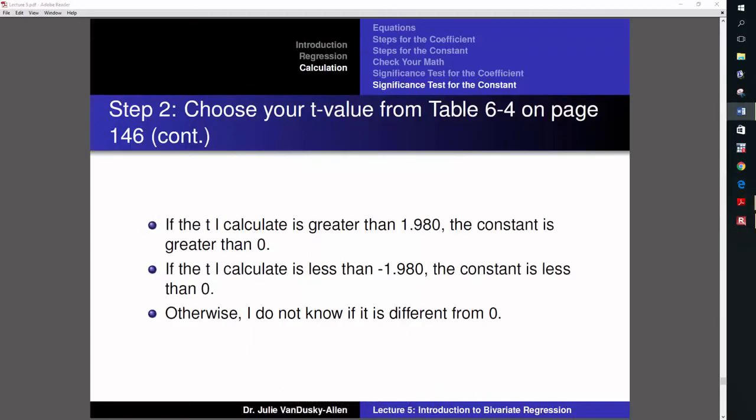Inserting this t-score into our decision rule template, we have: if the t I calculate is greater than 1.980, the constant is greater than 0. If the t I calculate is less than negative 1.980, the constant is less than 0. Otherwise, I do not know if it is different from 0.